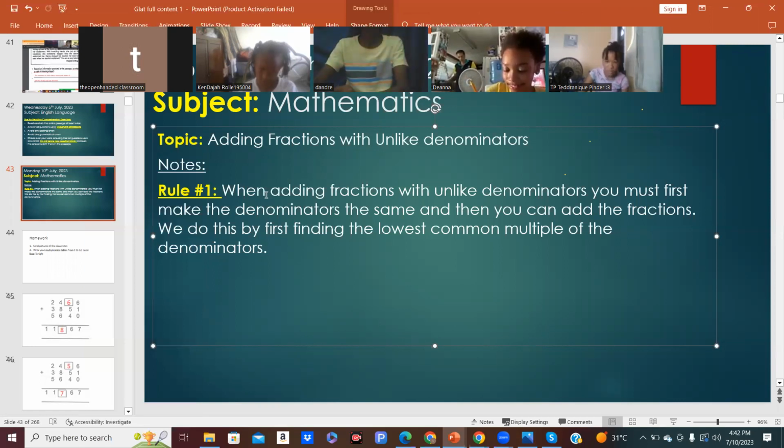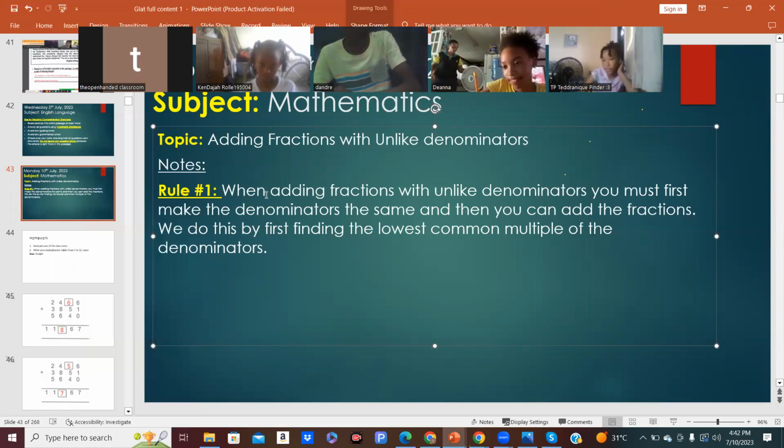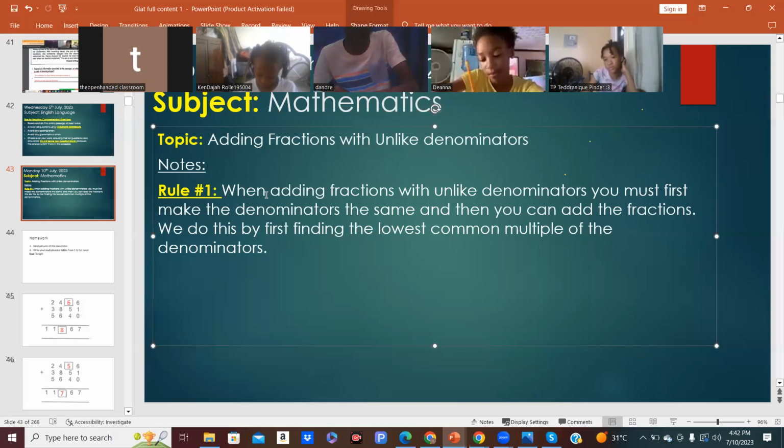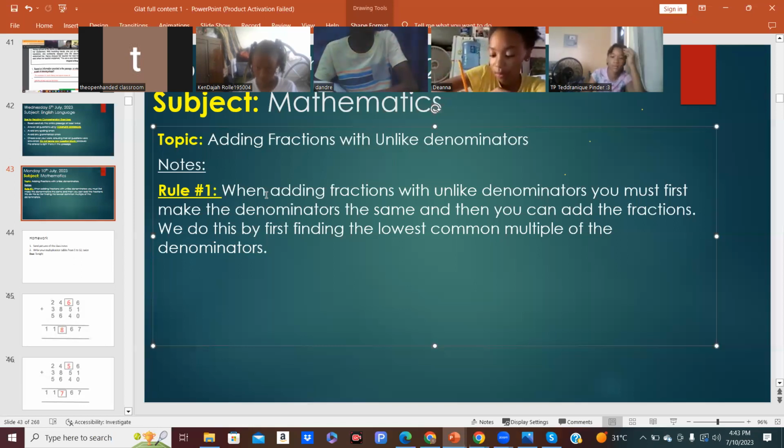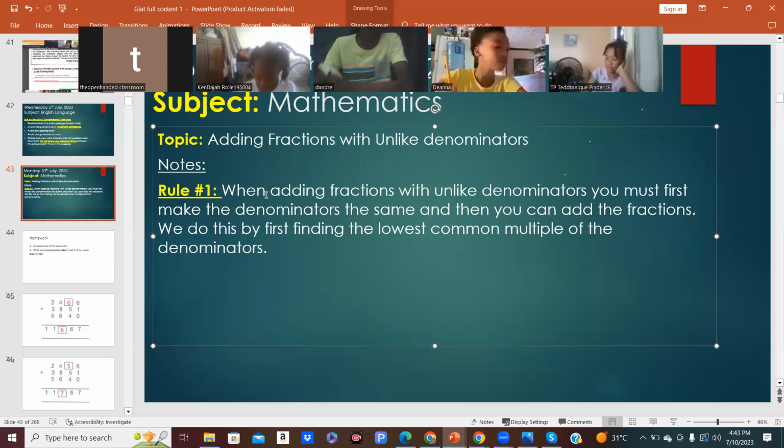DeAndre, can you read rule number 1, please? When adding fractions with unlike denominators, you must first make the denominators the same, and then you can add the fractions. We do this by first finding the lowest common multiple of the denominator. Very good.